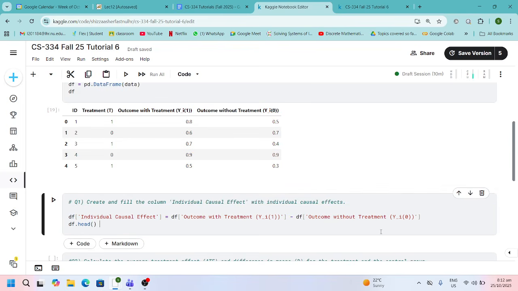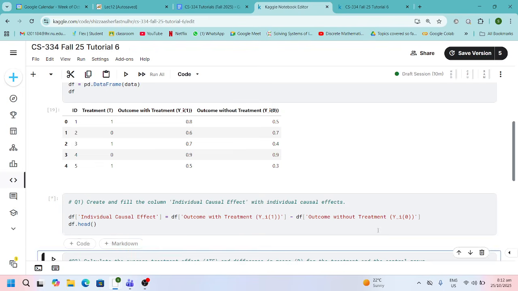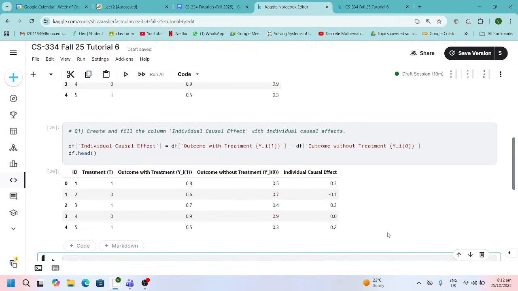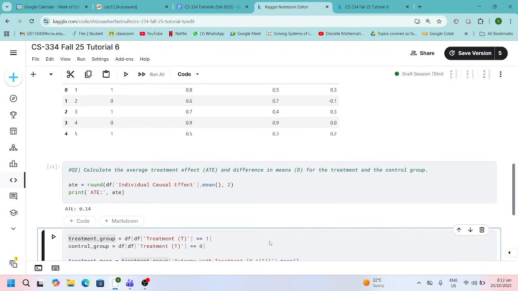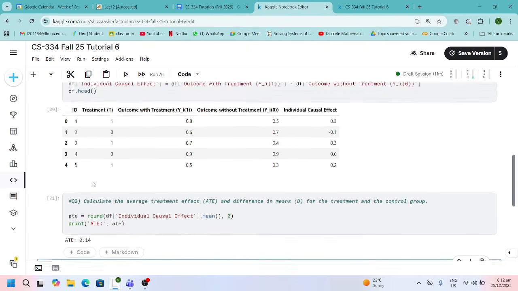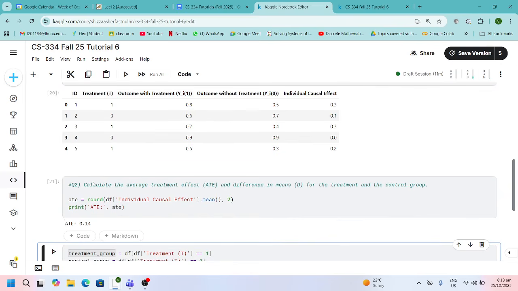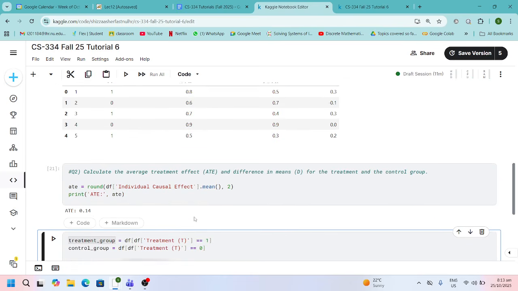Individual causal effect equals DF outcome with treatment minus DF outcome without treatment. After which, this is what our data frame looks like. What I will do now is find the average of these individual causal effects. Hence, I get the average treatment effect, which in this case is equal to 0.14. Okay, it has a positive value. Maybe it tells me that my treatment has been beneficial for these people.